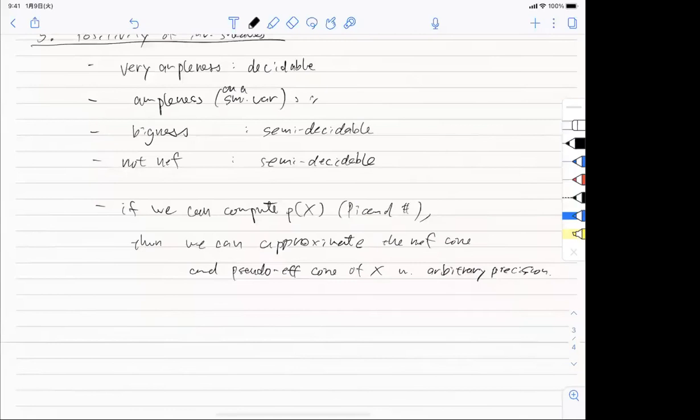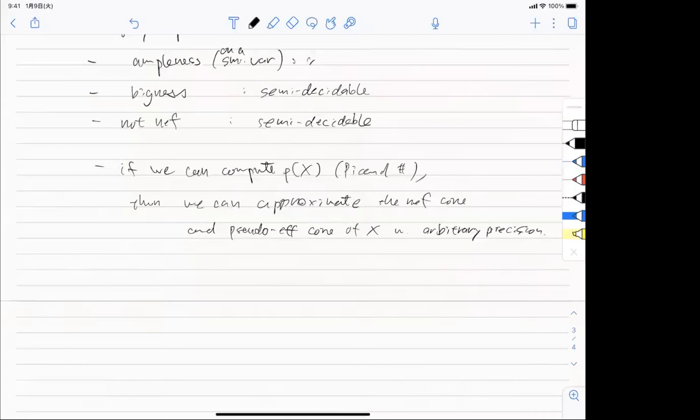It means that we can construct a sequence of rational polyhedral cones which approximate, the sequence converges to the nef cone or the pseudo-effective cone. And we can approximate from inside and outside. But it seems to me that it's very difficult to compute the exact cones, the nef cone and the pseudo-effective cone.